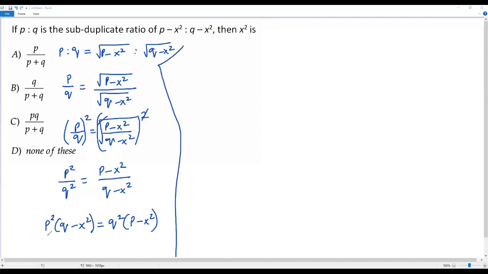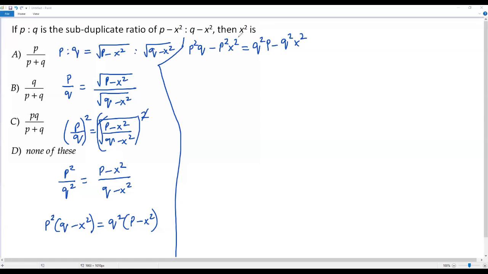Now let me distribute this P square to this Q and P square to this negative x square. When I do so, I am getting P square times Q minus P square x square. On the right side, I have to distribute this Q square to this P and Q square to this negative x square. So then I'm getting Q square P minus Q square x square. Now to solve for x square, what I have to do is get the terms which contain x square on one side of the equation, and get the terms which do not contain x square on the other side of the equation.